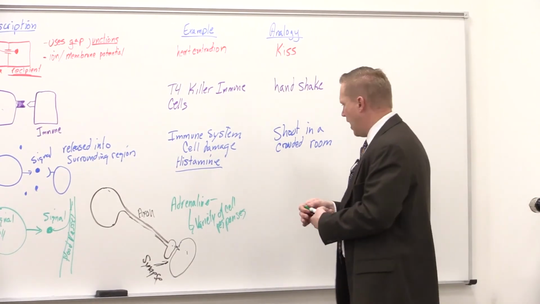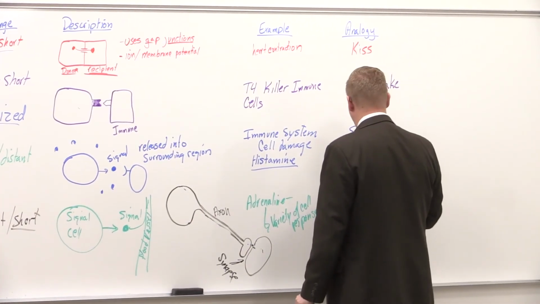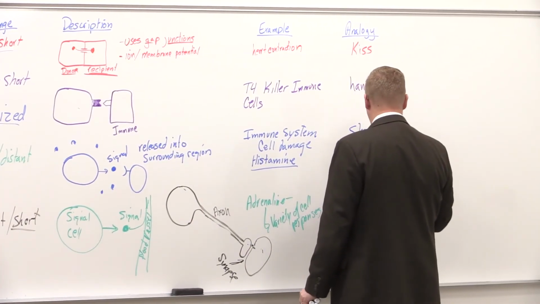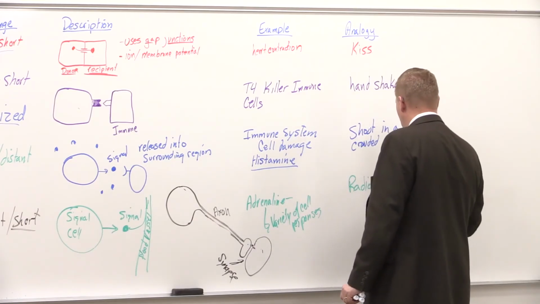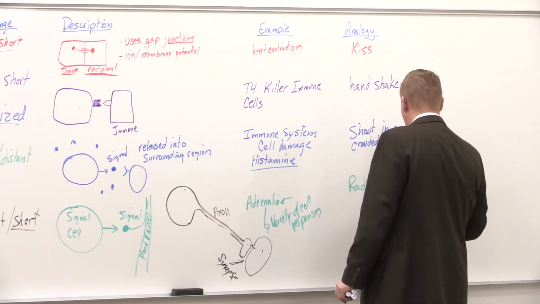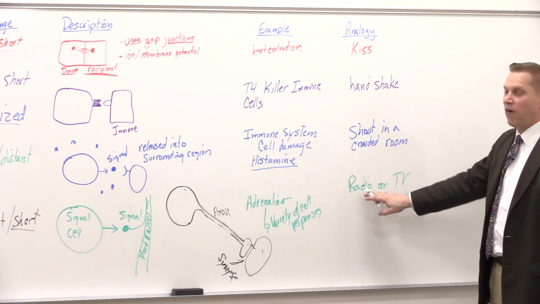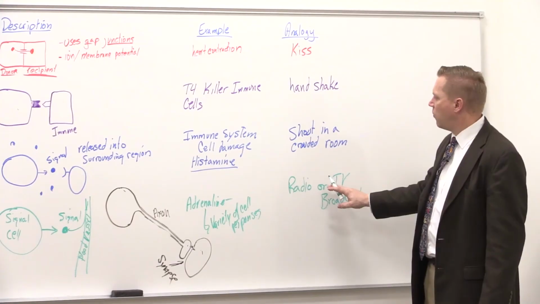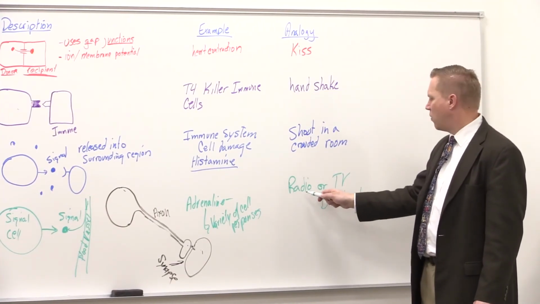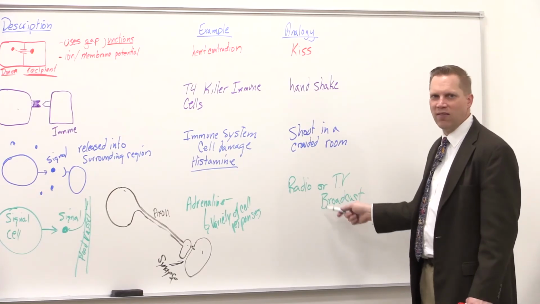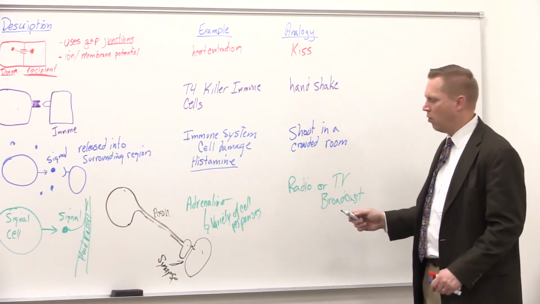When you talk about endocrine signaling, though, this would be more like a radio or TV broadcast. That signal is being sent out over a very long distance, so much farther than you could shout, and it's general. Anyone that has a radio or a TV to receive that signal, that has the right receptor, is going to receive it, so it's general.